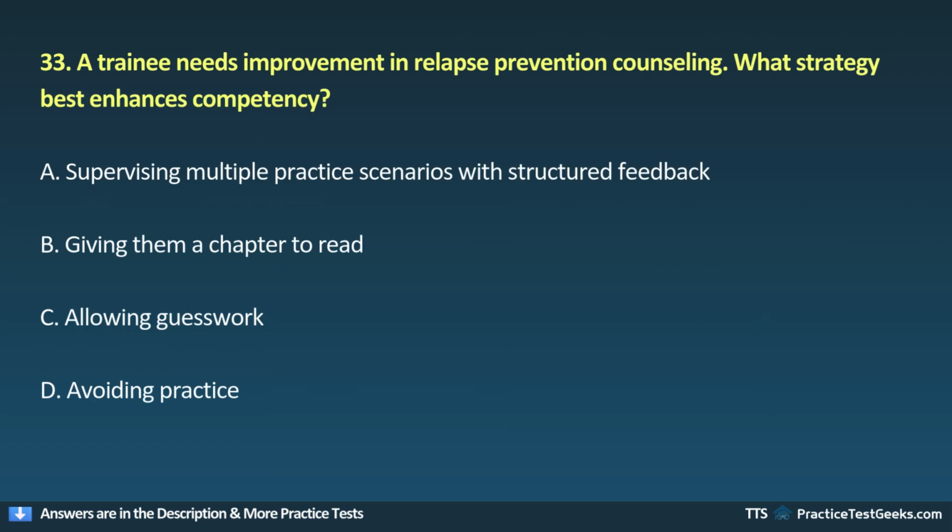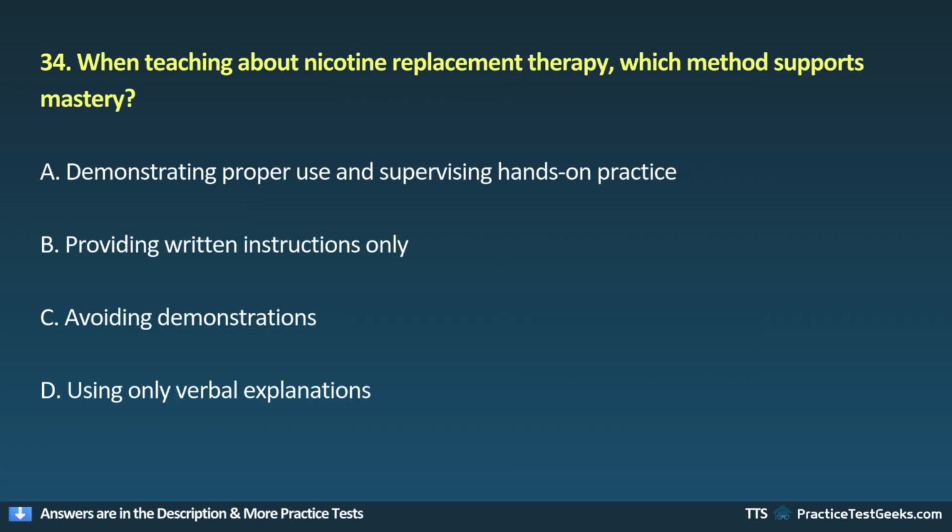33. A trainee needs improvement in relapse prevention counseling. What strategy best enhances competency? A. Supervising multiple practice scenarios with structured feedback. B. Giving them a chapter to read. C. Allowing guesswork. D. Avoiding practice.